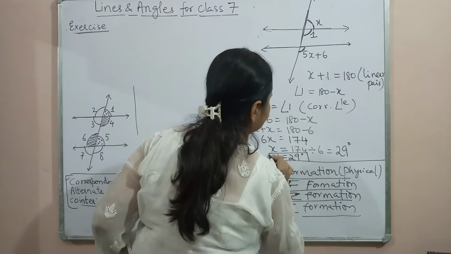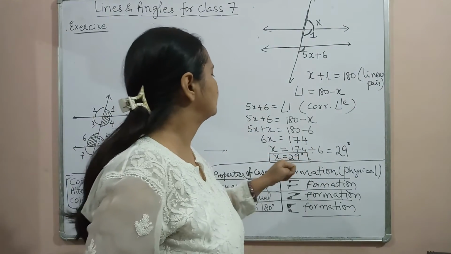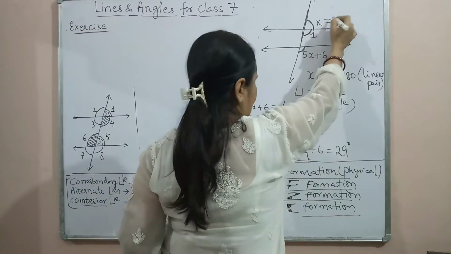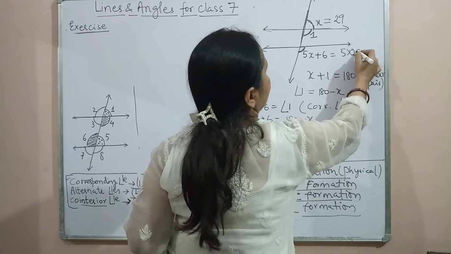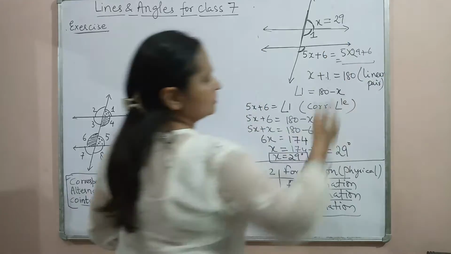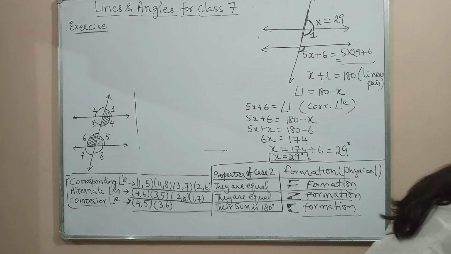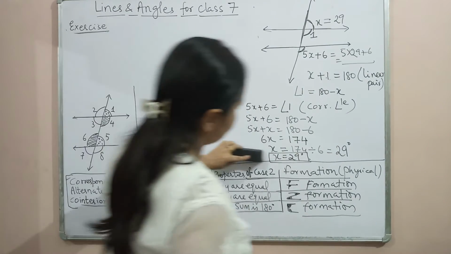Alright. So the value of x, we got this to be 29, and this will become obviously 5 into 29 plus 6. So solve it and we'll get the value of this also. Now let us do a few more sums. This again, this is complete.